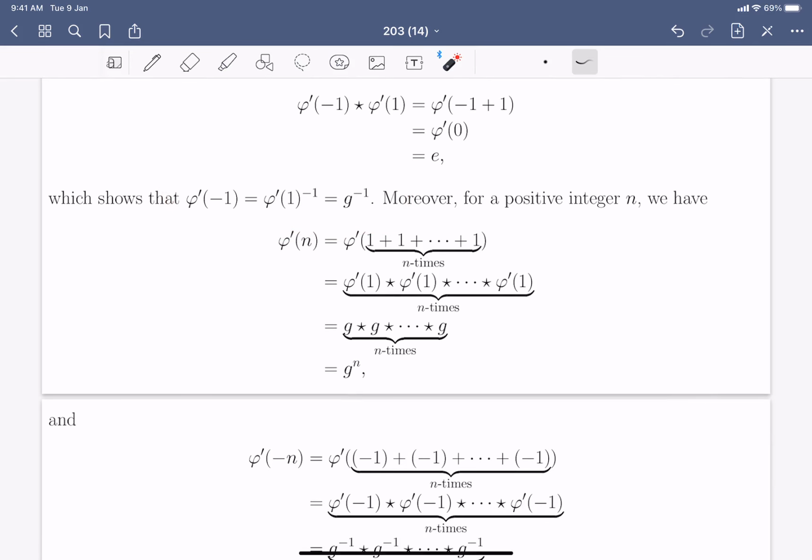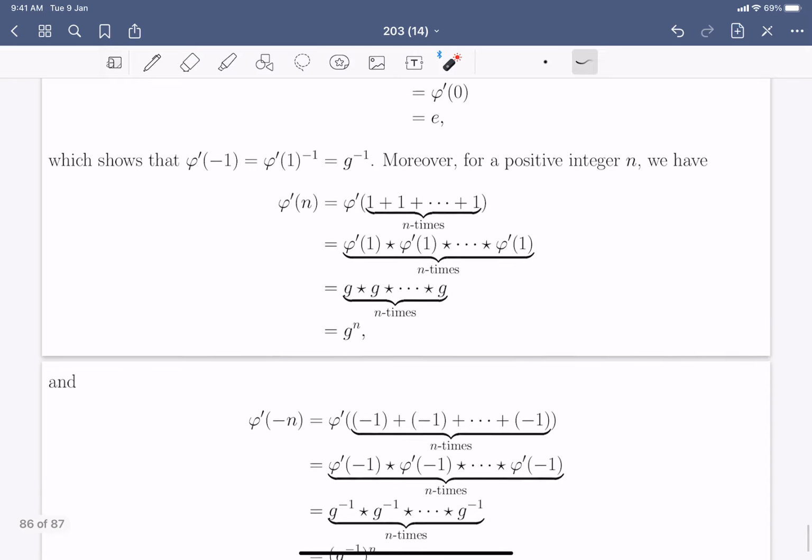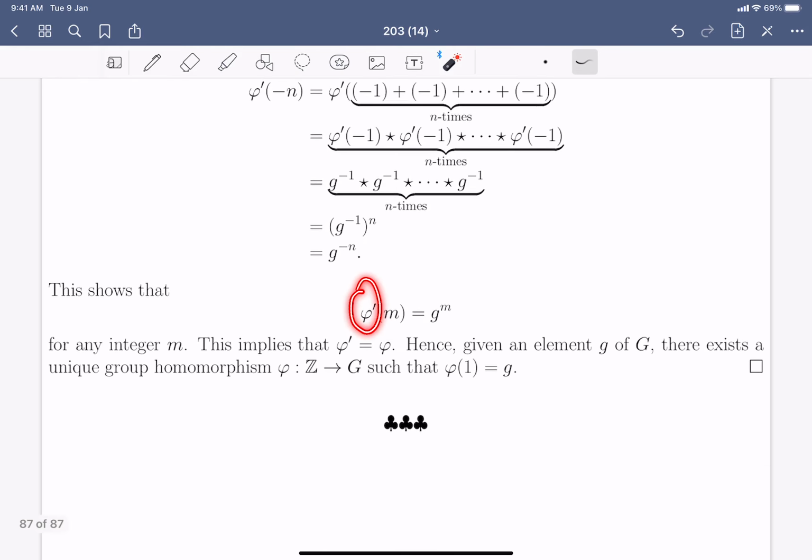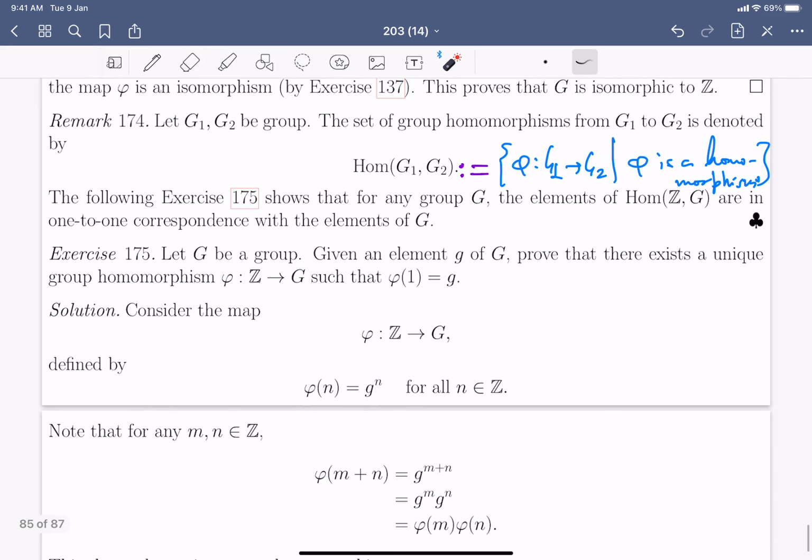For a positive integer n, phi prime of n is phi prime applied to 1 plus 1 plus 1 added n times, and one can show that this is g raised to n. And phi prime of minus n, when n is positive, is phi prime evaluated at minus 1 added with itself n times, and one can show that this is g raised to minus n. So in other words, we are proving that phi prime of m is equal to g raised to m for any integer m, and that proves that phi prime is equal to phi. This is what we were supposed to prove to show that there exists a unique group homomorphism satisfying this criterion.